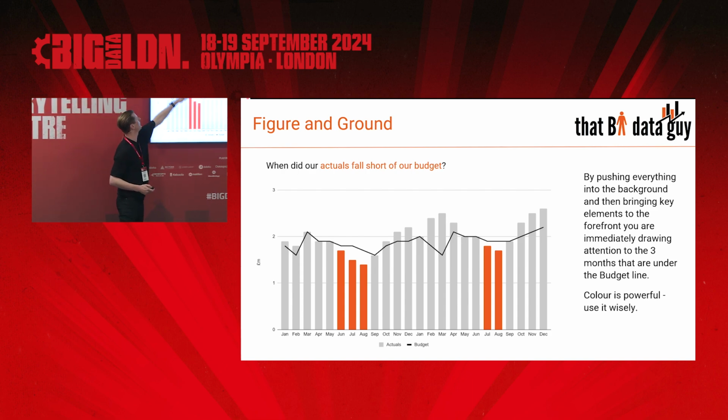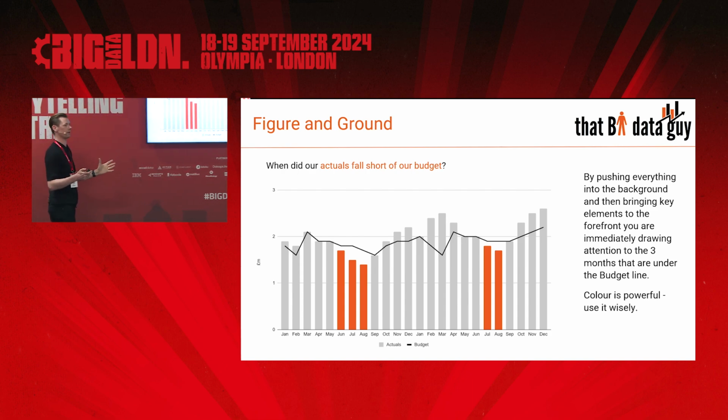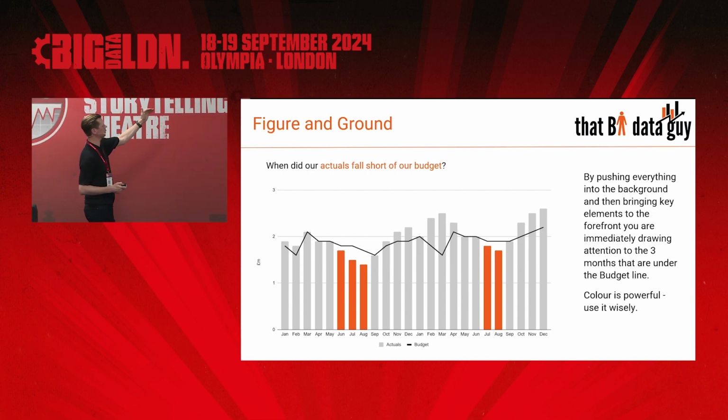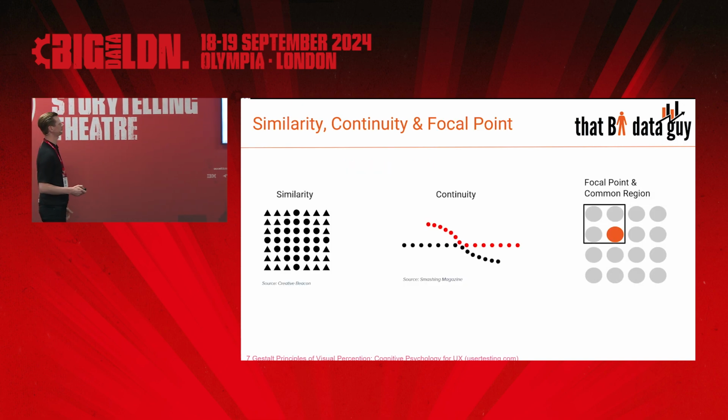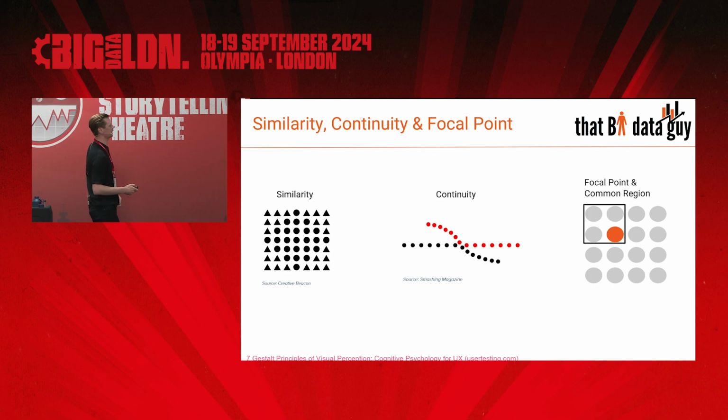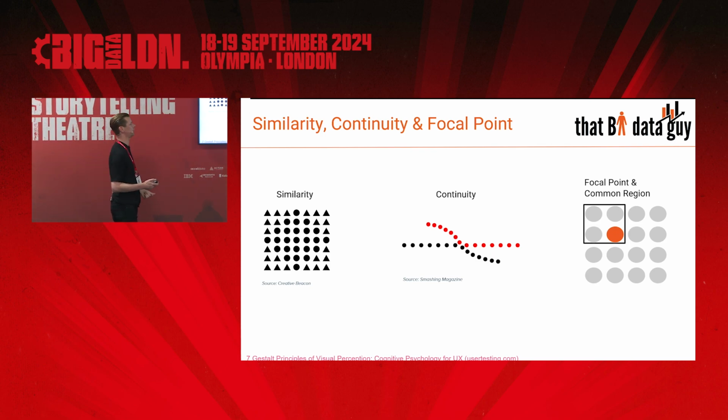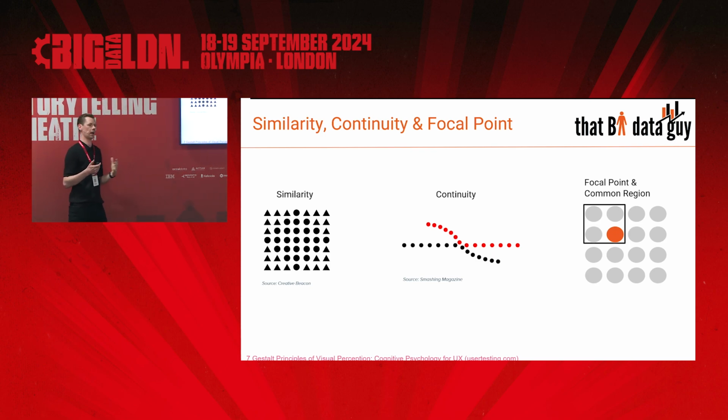And you're tying the colour into the title, and that is making it really easy for the brain to say, actuals fall short of budget, and that means orange bars, and it's really simple. Some more: similarity, continuity, focal point and common region. Really, it's just about our brain likes logic.